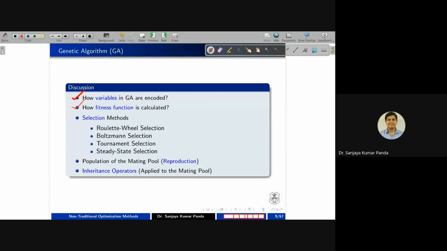Similarly, in the case of selection methods, we have several methods. What are the methods? We have Roulette wheel selection, we have Boltzmann selection, we have tournament selection, we have steady state selection. Although Roulette wheel selections also have subsequent improvements that I'll discuss in a later slide. So which selection method are you going to choose for your optimization? It is very difficult to determine. This is just like a hit and trial method. You try 4-5 selection methods, and suppose you found that Roulette wheel selection is better in comparison to others, then you have to choose that particular selection method.